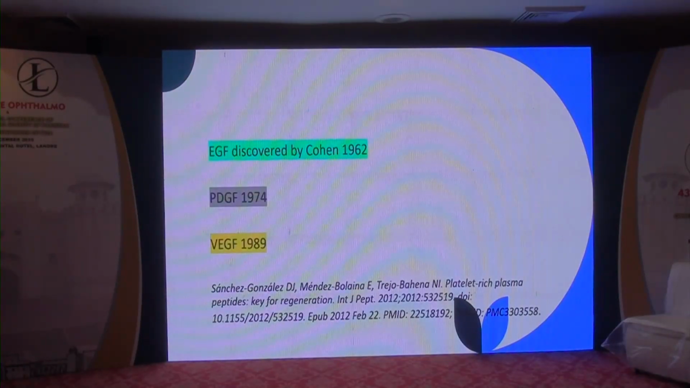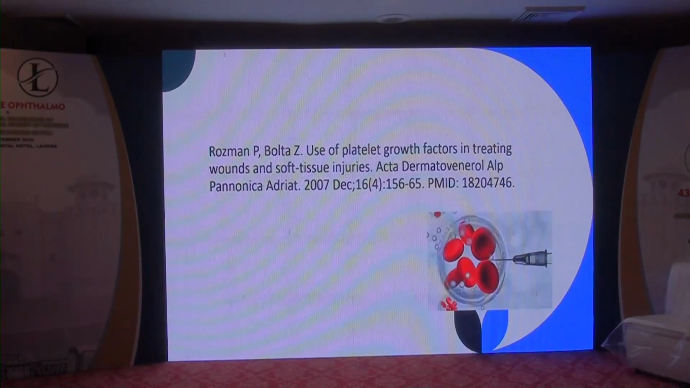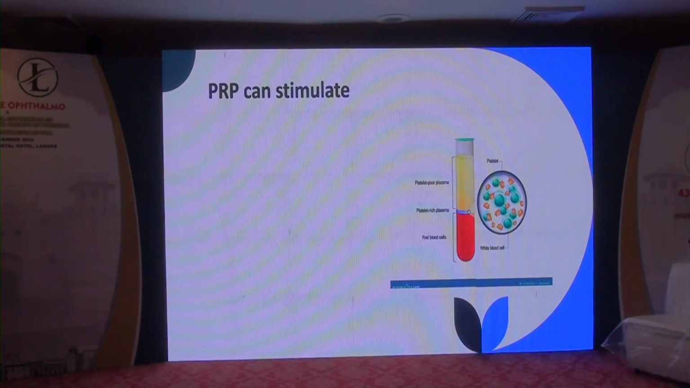And this is just a brief history for interest's sake of when they were discovered. EGF was discovered in 1962, PDGF and our favorite VEGF in 1989. But when was it formally used for the healing of skin? The first largest RCT that we came across was published in 2007. Because the studies are not very standardized and the study groups are very small, it was met with skepticism. They used platelet growth factors in treating wounds and soft tissue injuries.